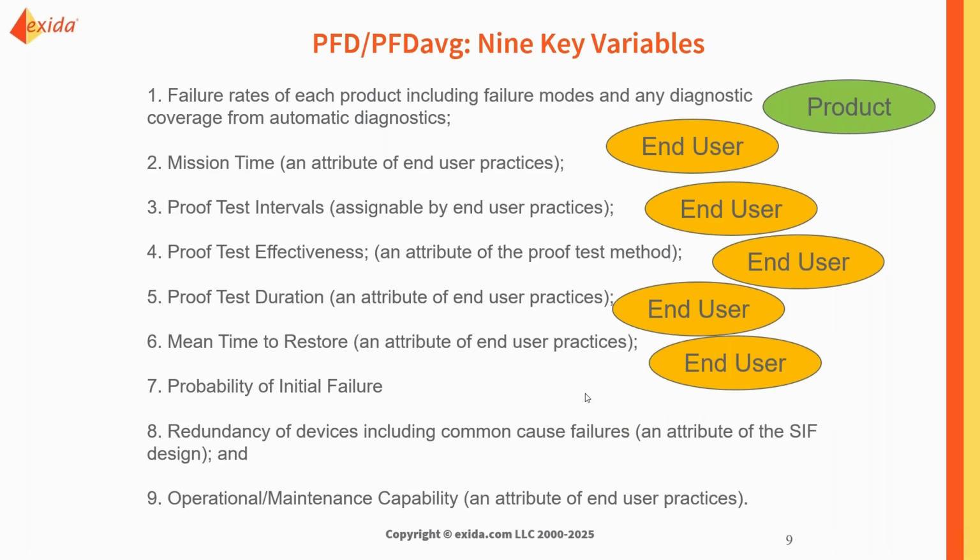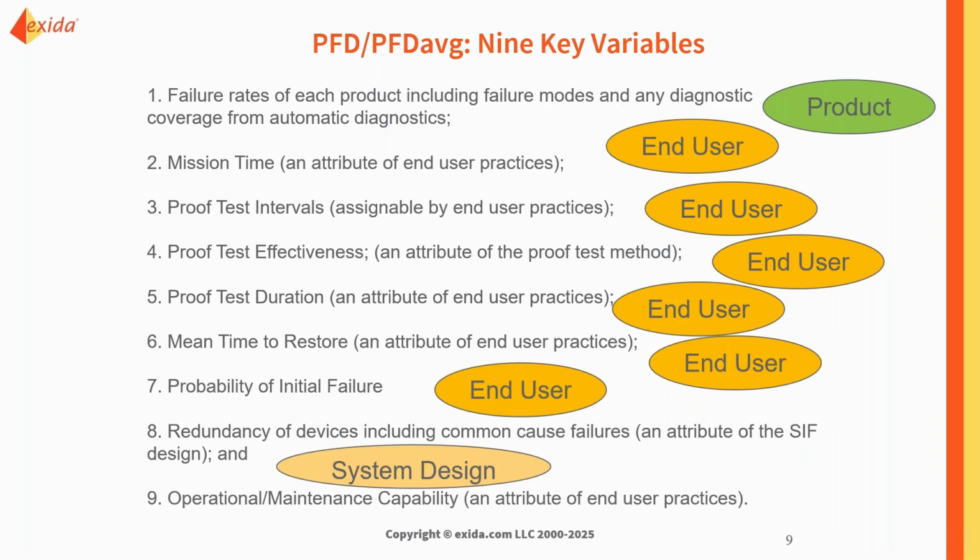And the probability of the initial failure. Here again, as I've said, day one, everything could be fine, but if we're not following through, if the end user is not following through with doing the testing, following mechanical integrity, doing the repairs properly, tracking useful life and so on, then the probability of the initial failure is going to be higher. And that is going to be affected by the end user. The redundancy of the devices, including any common cause failure, is an attribute of the SIF itself, which is part of the system design.